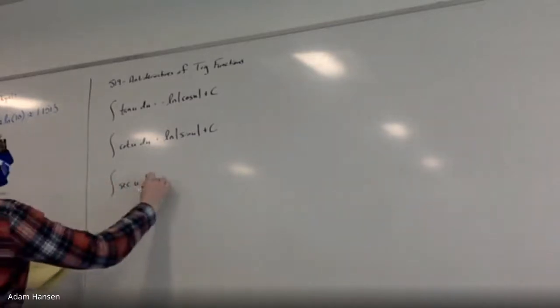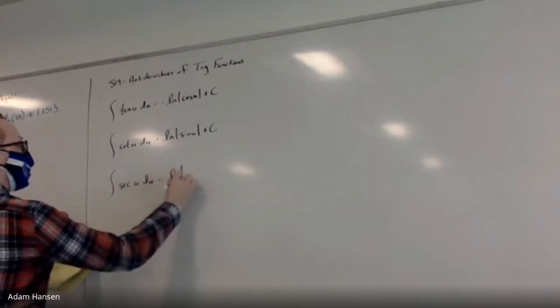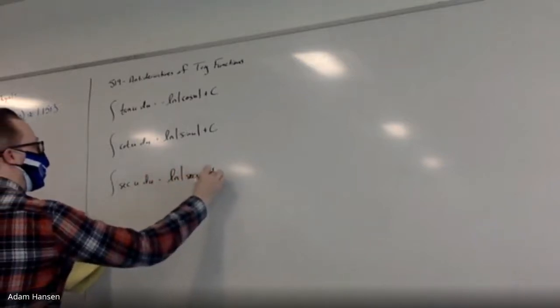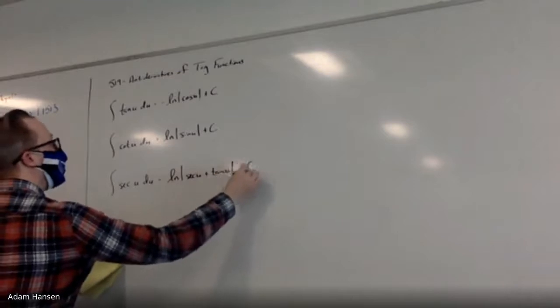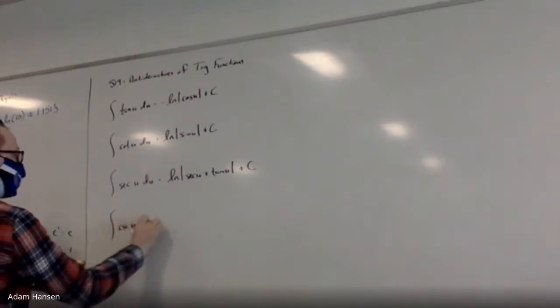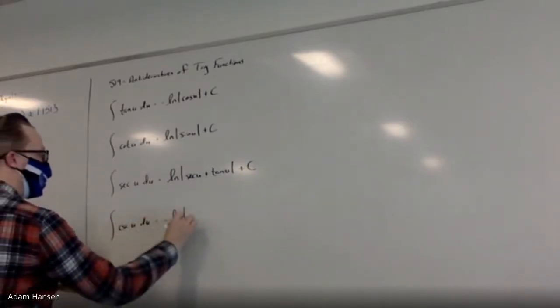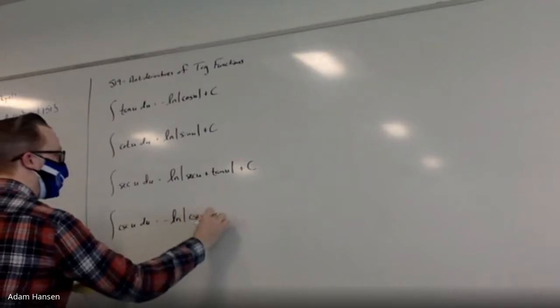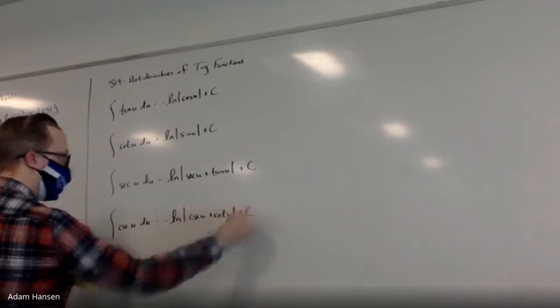The indefinite integral or antiderivative of secant u du is natural log absolute value of secant u plus tangent u plus c. And the antiderivative of cosecant u du is the negative ln cosecant u plus cotangent u plus c. Together with those previous antiderivatives of sine and cosine, now you have six of them.